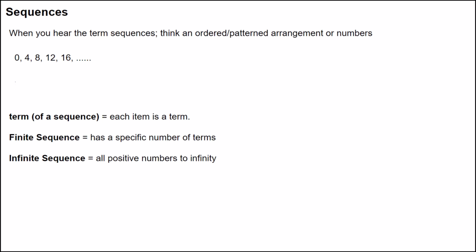Similarly, in the example below, we have 1 over 8, 1 over 16, 1 over 32, and 1 over 64. The pattern here is 1 over 2 times some number, starting with 8 for the first term. Each item in a sequence of numbers is referred to as a term. When it comes to sequences, we have two types: finite sequences, which have a specific number of terms, and infinite sequences, which include all numbers to infinity.